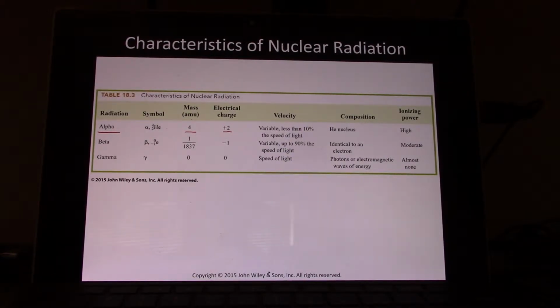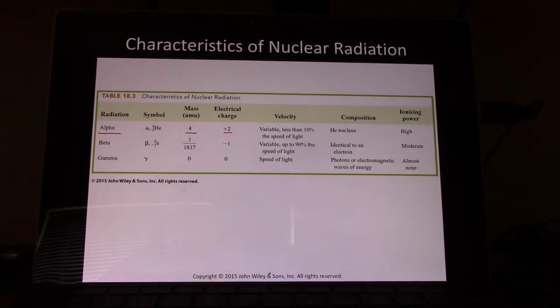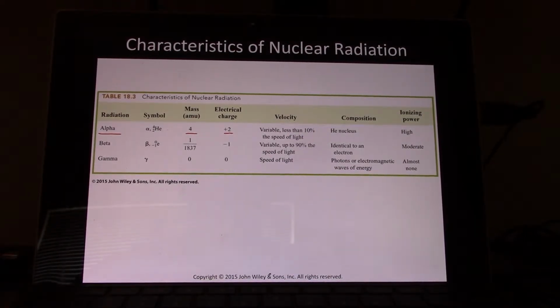For the beta radiation, a neutron is decomposing into a proton and an electron. And so you're emitting this electron out of the nucleus, that's the beta particle, and so you have the same mass as an electron, same -1 charge as an electron.